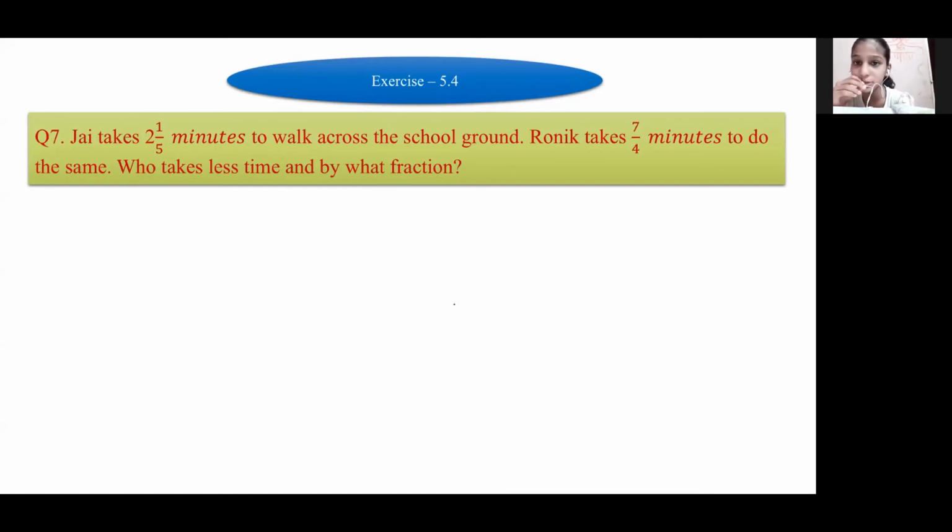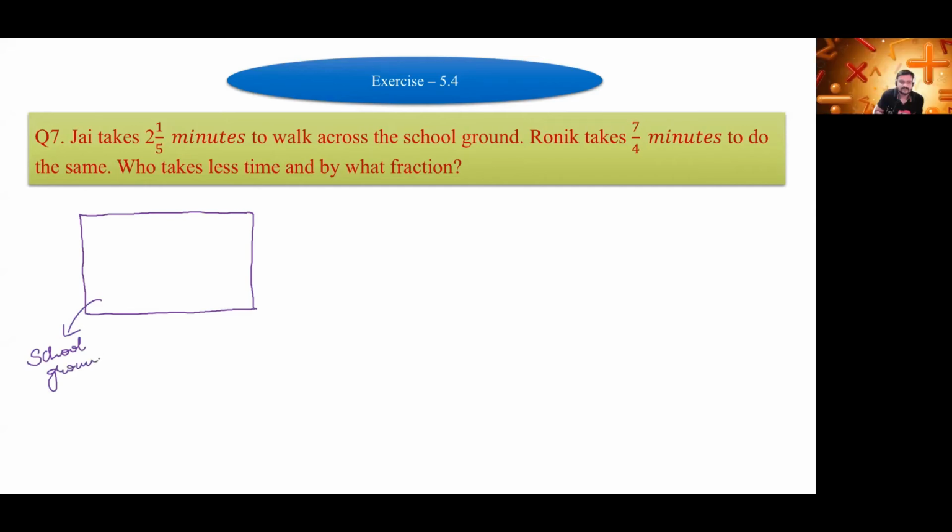Jay takes 1 by 5 minutes to walk across the school ground. Ronik takes 7 by 4 minutes to do the same. Who takes less time and by what fraction? So, sir, we will subtract. Yes, carry on.